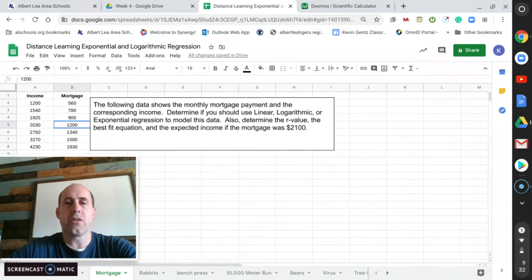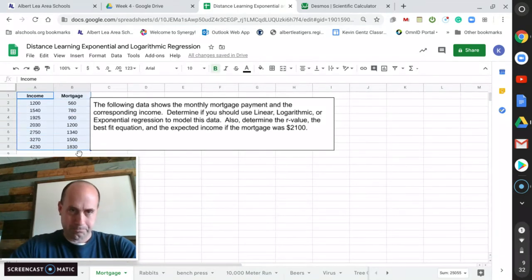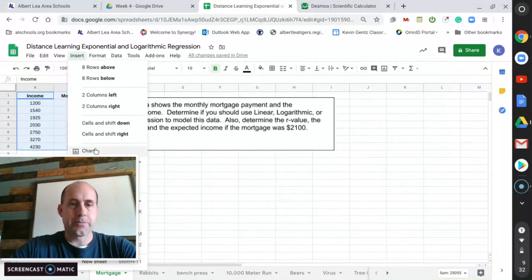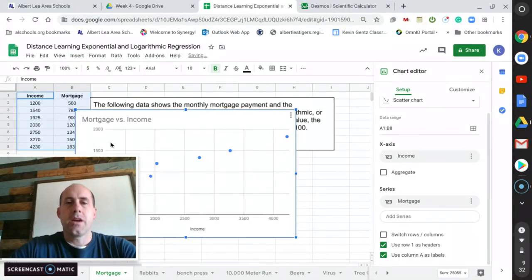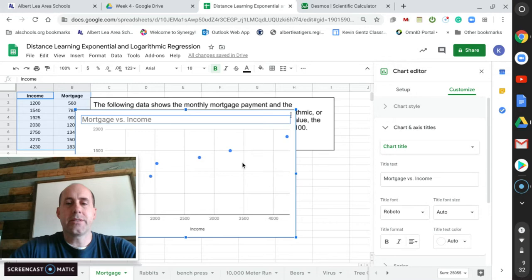Determine if you should use linear, logarithmic, or exponential regression to model this data. R value, best fit equation, expected income if the mortgage was $1,200. So let's first see if there's a relationship among this data. I grab it and go insert chart, and it does come up with a nice scatter plot.